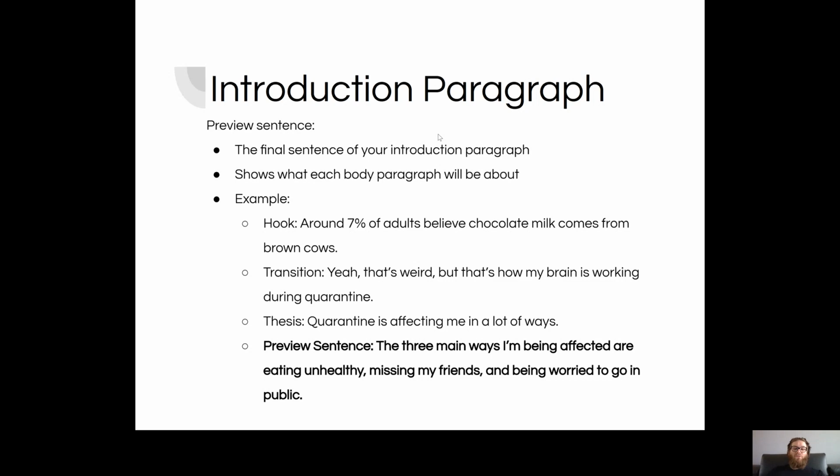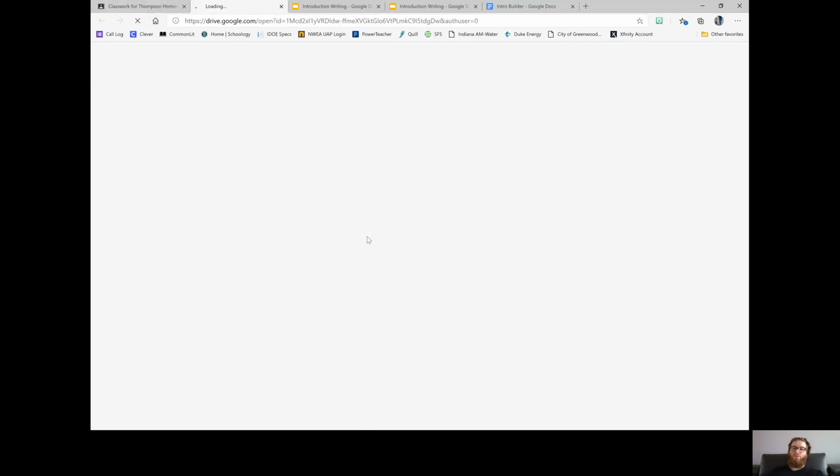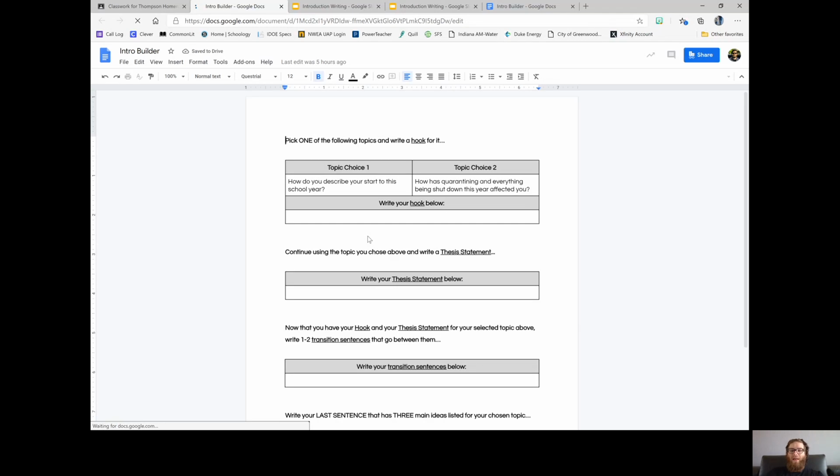So once you have this general understanding of what we're doing, I'm kind of launching you straight into the assignment. And the assignment is right here. It's called Intro Builder. And I'm trying to keep the instructions somewhat vague, and I'm trying to send you into it, just forcing you to write, because writing is kind of like riding a bike.